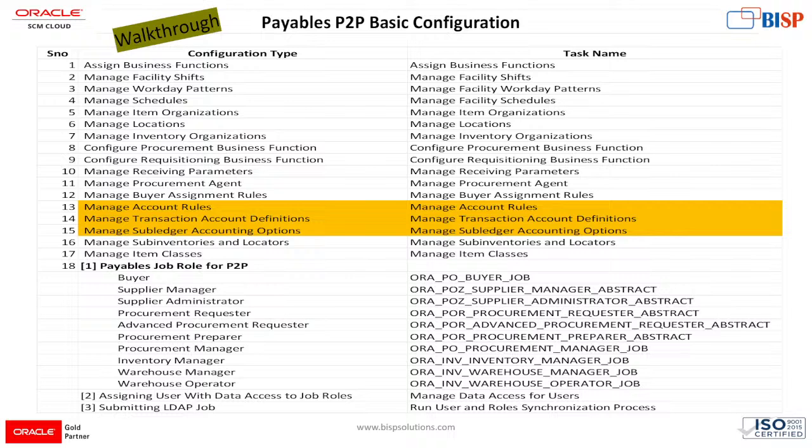So assigning the business unit with the business function, then you go to manage facilities and create the facilities, then manage the workday pattern, and whatever facilities you create, you assign to the workday pattern. And the workday pattern is again assigned when you create the schedules. Those schedules you will assign to the inventory organization. You create one item organization, that is your virtual organization.